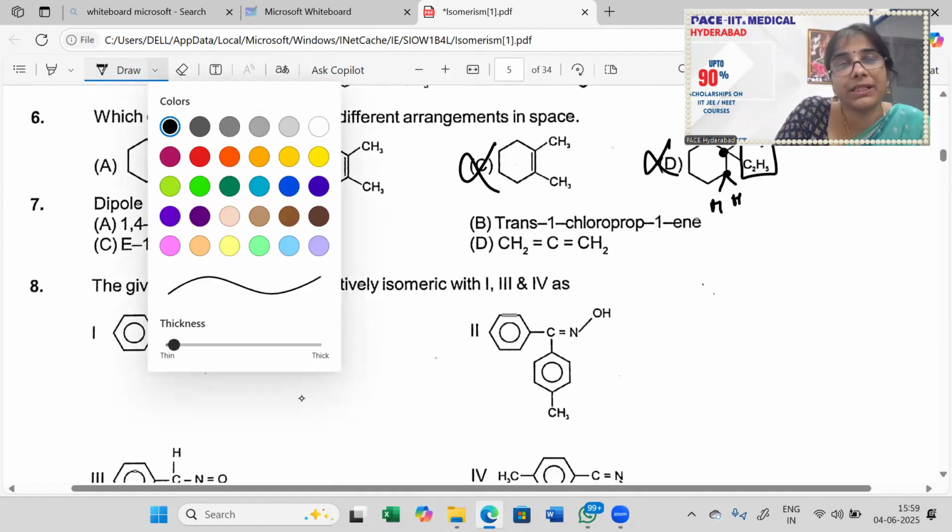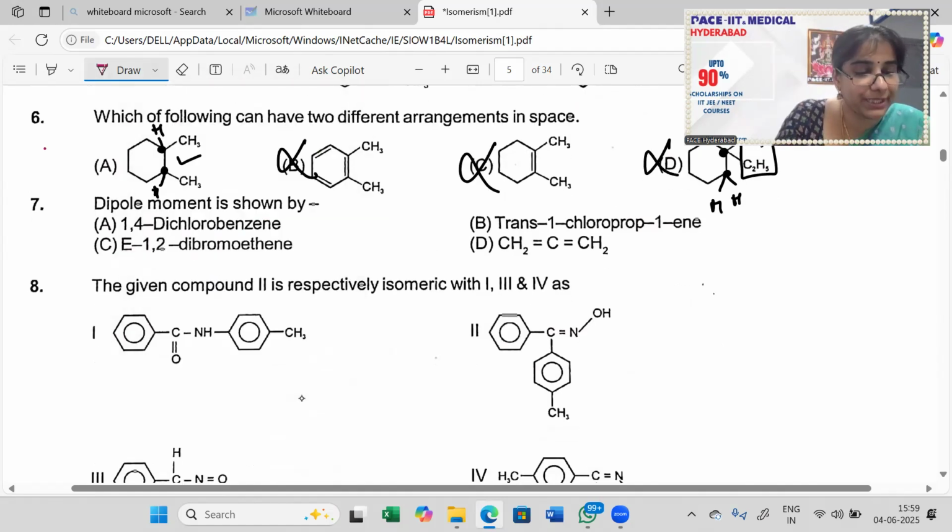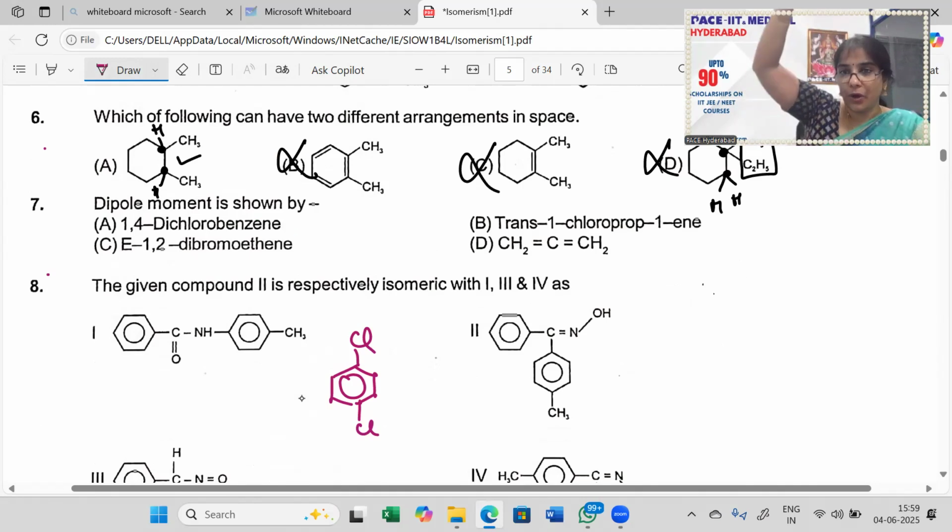Next, dipole moment is shown by which of the following? 1,4 dichlorobenzene. Dichlorobenzene is what? Benzene, it is 1,4 dichloro. It is onto the top and onto the bottom. You have two same groups. So net dipole moment is 0 here.